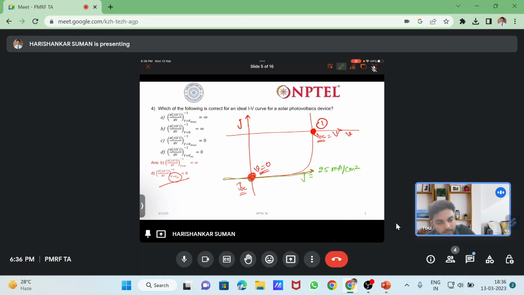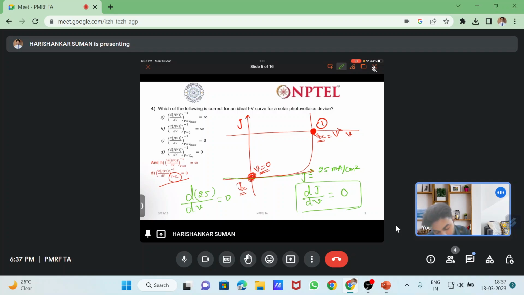We know that. Take the derivative. What could we get? 0. Yes or no? The derivative of a constant, 25, with respect to v would be 0.